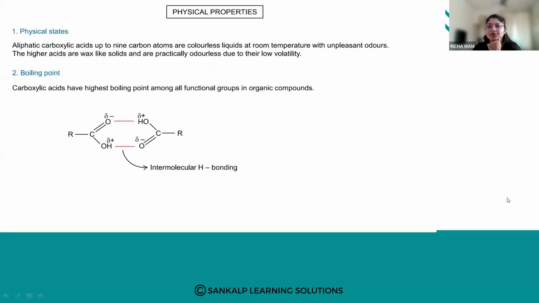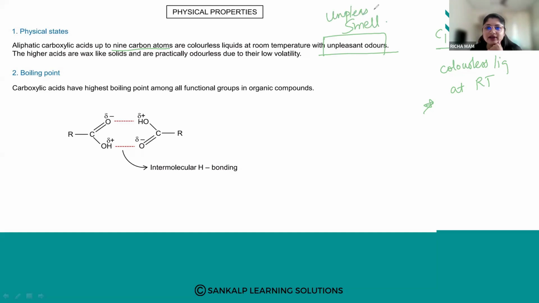Let us see the physical properties now. All the aliphatic carboxylic acids up to 9 carbon atoms, that is C1 to C9, are colorless liquids at room temperature, and they have a very unpleasant smell. Unpleasant odor means a very dirty smell, not a good smell.